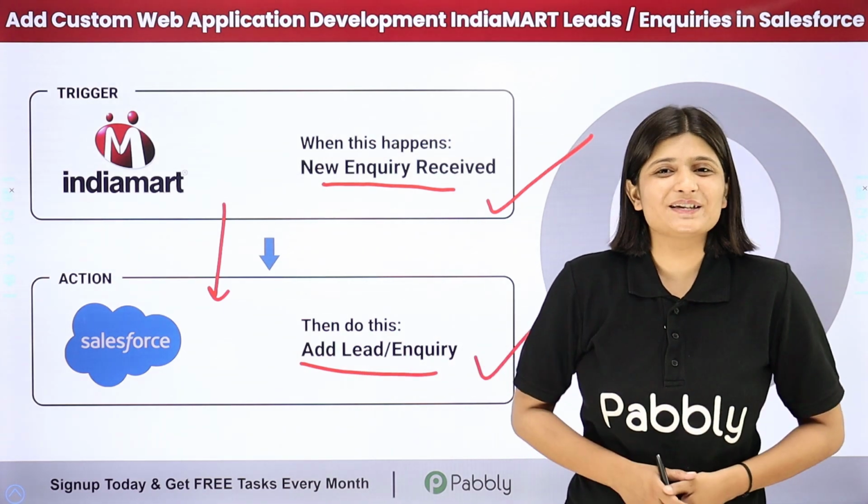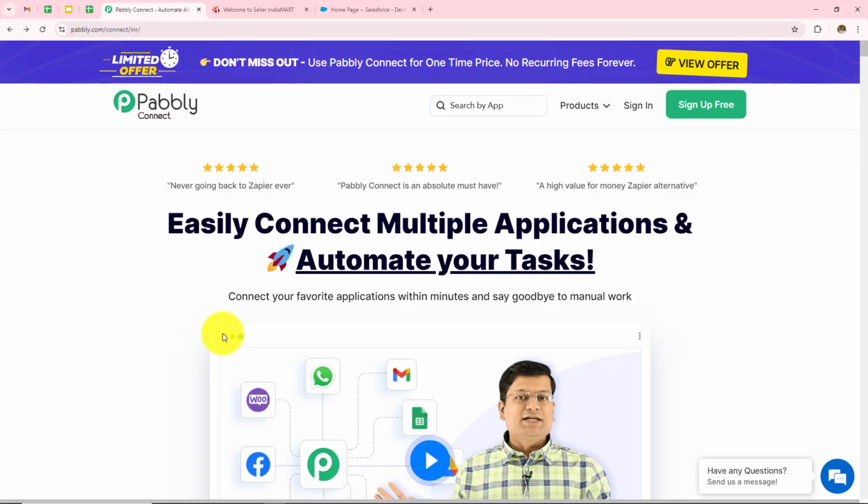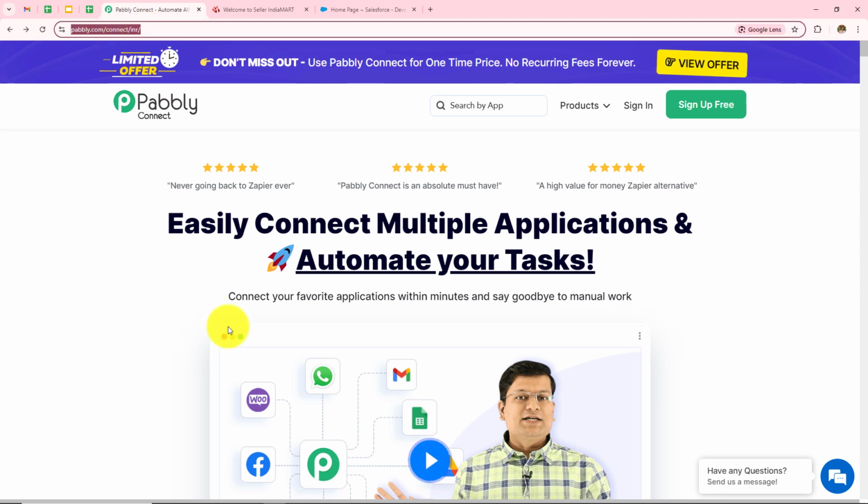If you want to learn this amazing automation step by step, let me take you all to my screen. In this video, we are going to learn how to add web development inquiries from IndiaMart to Salesforce. For this, we are going to create automation between IndiaMart and Salesforce with the help of Pabbly Connect. So this is the landing page of Pabbly and you can visit this simply by typing pabbly.com/connect in your browser.